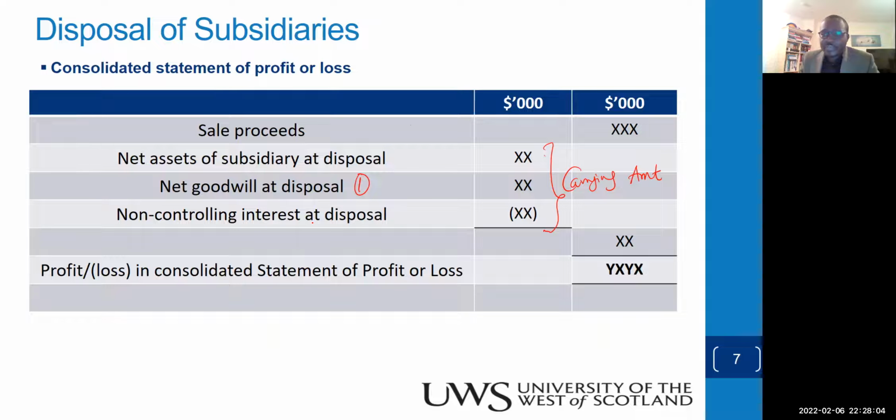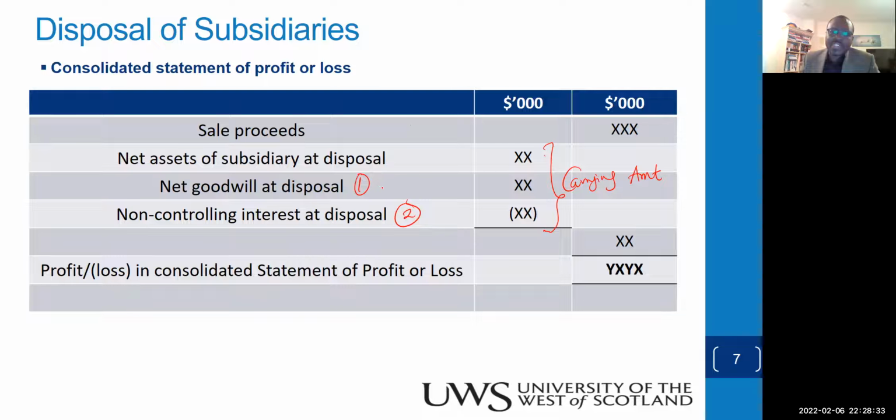You get your goodwill. And then if there's any impairment, subtract it. Then you get your final net goodwill at disposal. The same thing applies to our NCI: its fair value, its share of any impairment of goodwill, and then its share of any post-acquisition reserves. Then we get our NCI at disposal. The same calculation that we know doesn't change here.